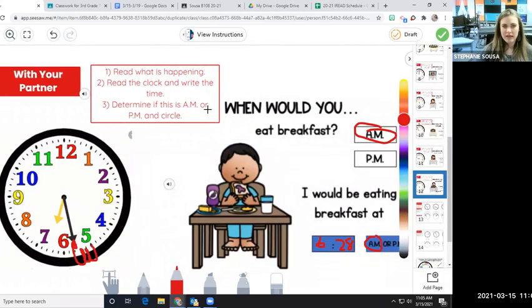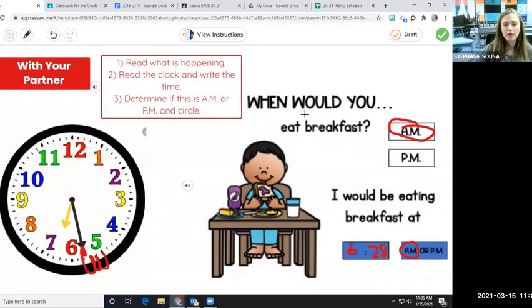And finally, slide 12. When would you eat breakfast? This is in the AM, before noon in the morning. And our hour hand is after the 6. It has not touched the 7. Our minute hand is at 5, 10, 15, 20, 25, 26, 27, 28, 6:28 p.m.